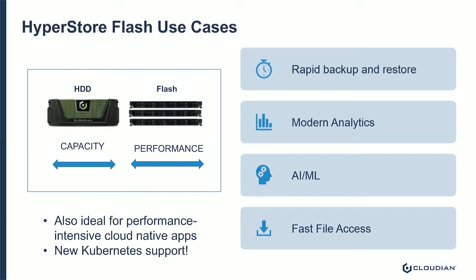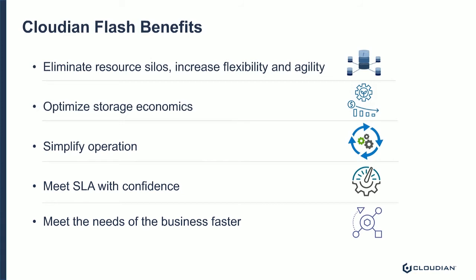So this is bringing the true value of Flash and combining it with some of the enterprise features that we have to deliver benefits to our customers. Like I said, you are looking to consolidate and eliminate resource silos so that you can increase your flexibility with a truly software-defined private cloud solution like Cloudian HyperStore. You're optimizing your storage economics by bringing in the adaptive, hybrid technology, so that you can get more value from performance as well as cost savings.